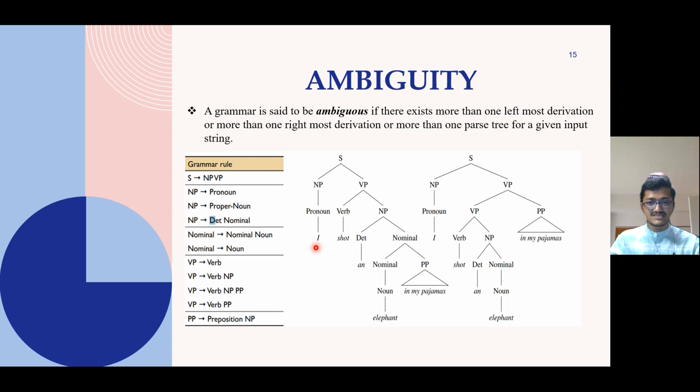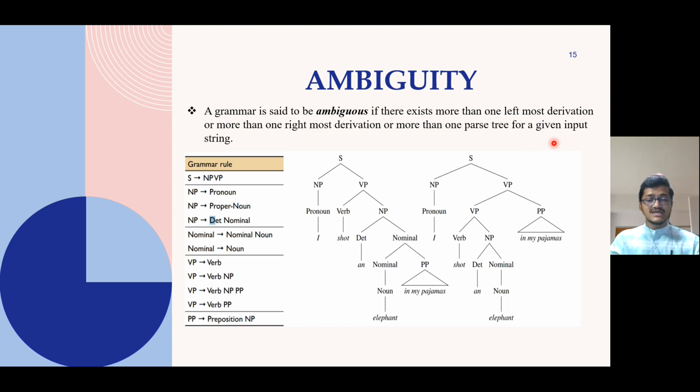Now for this string, let's say I shot an elephant in my pajamas, we see that two different parse trees are obtained by following the same grammar rules. Hence, we can say that this string is an ambiguous string, or this grammar is said to be an ambiguous grammar. Now, this is a very common flaw that is encountered by following this parsing procedure.